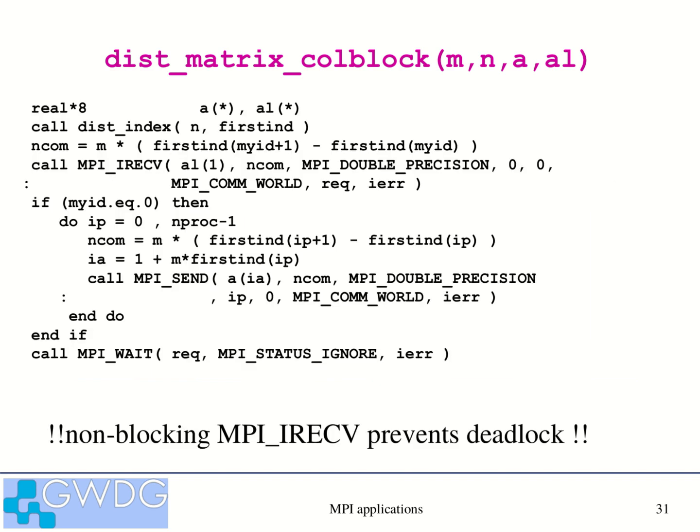So how can this be done? The subroutine distribute matrix column block has as arguments the dimensions of the global matrix A, which is m by n, but we will always have symmetric matrices, so m will be equal to n. The program is written in a more general way. So what do we have to do?